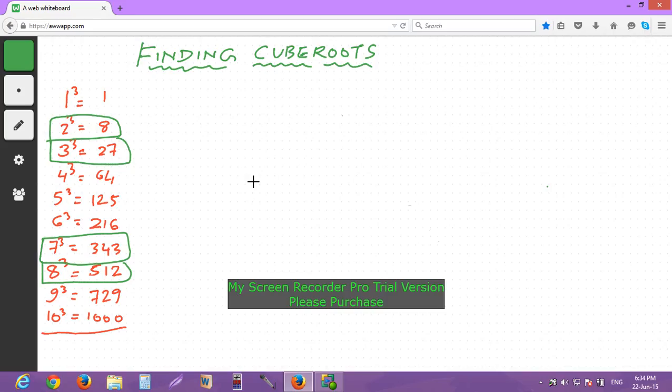Now, let us take some examples. I will take 274625. This is a perfect cube. Let us find the cube root of this. First, we have to split this number into two groups in such a way that from the right end, we consider the first three digits as the first group and the remaining digits as the second group.